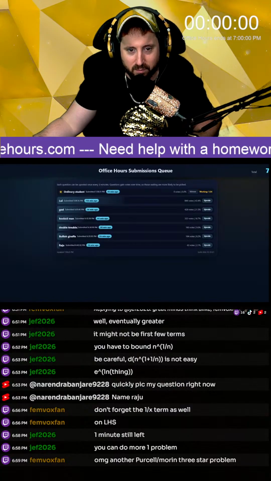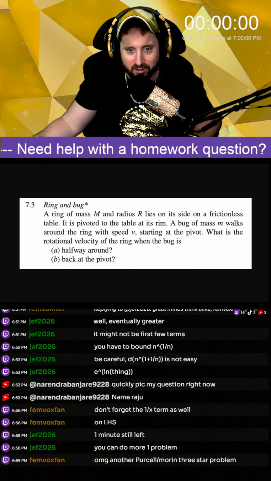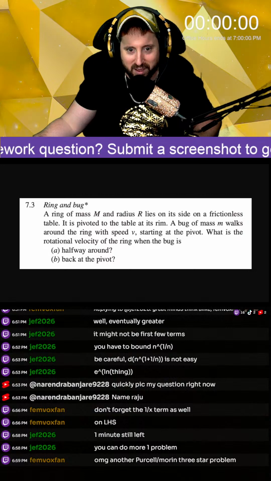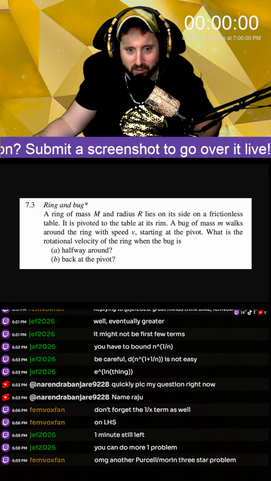Or Kool-Aid Man is the same? Or no. Oh, double trouble. A ring of mass on its side. A bug of mass m walks around the ring with speed v starting at its pivot. What is the rotational velocity of the ring when a ring?